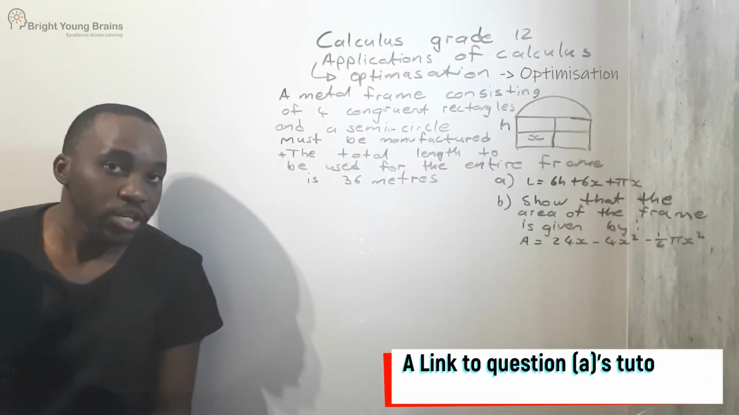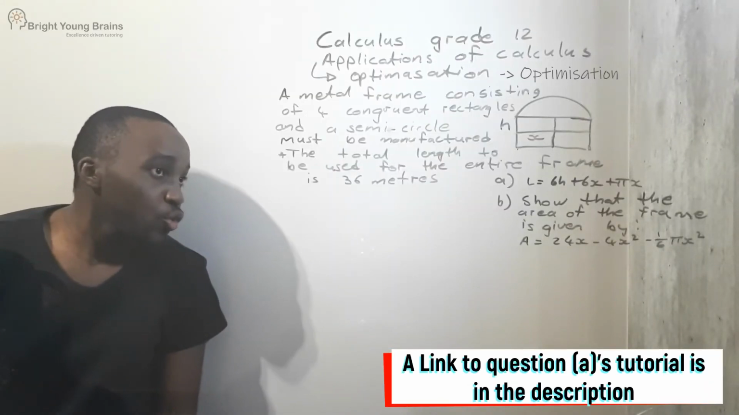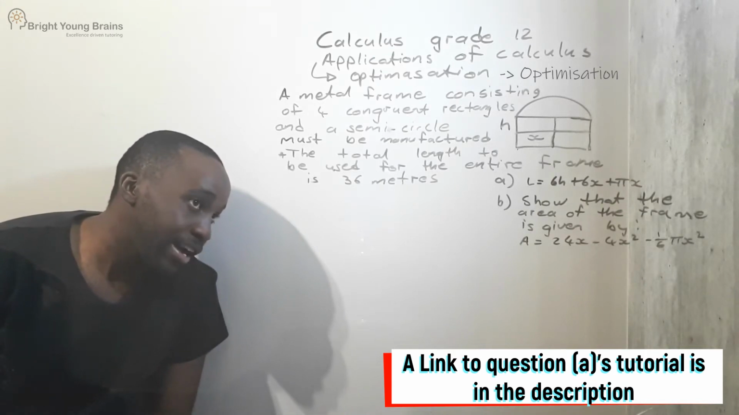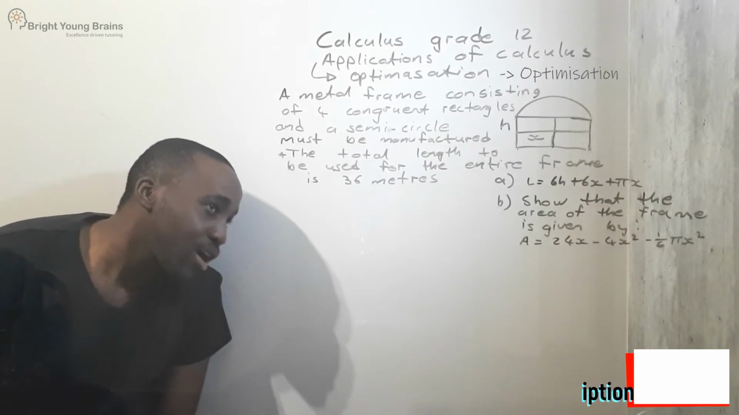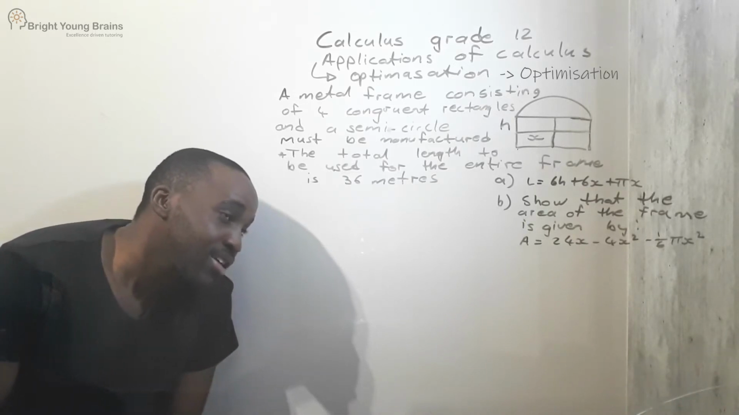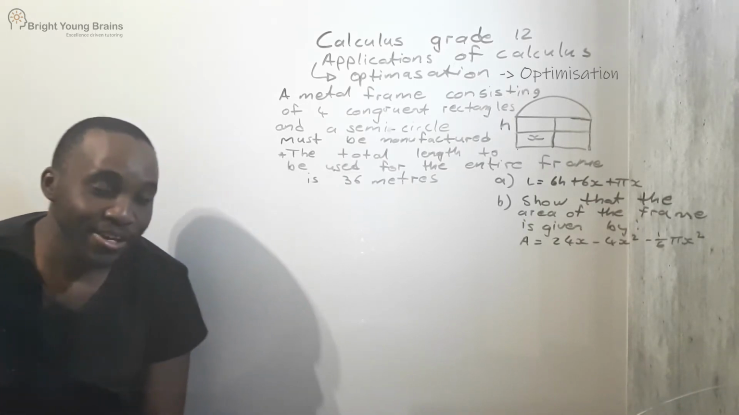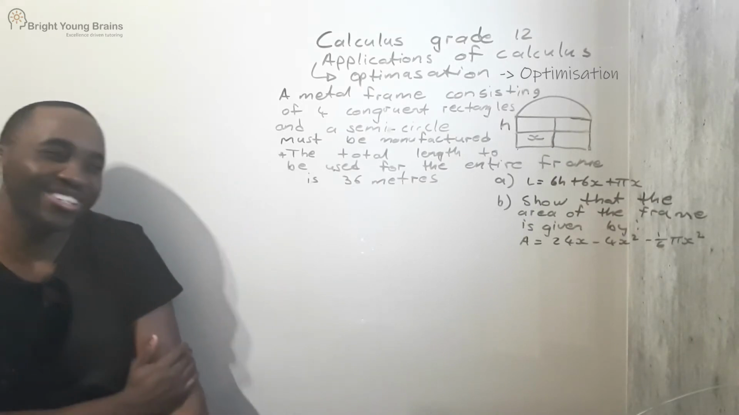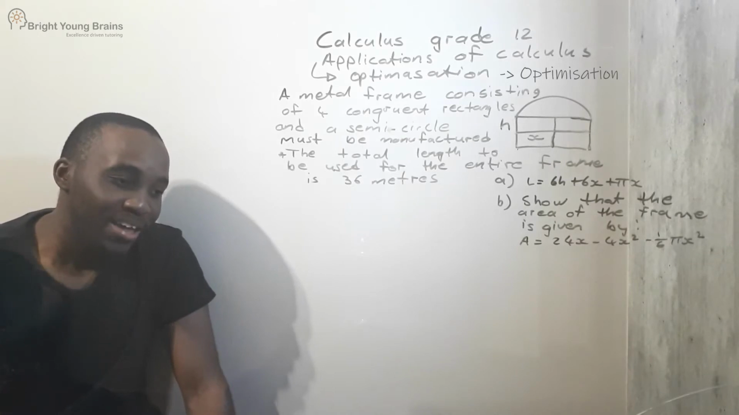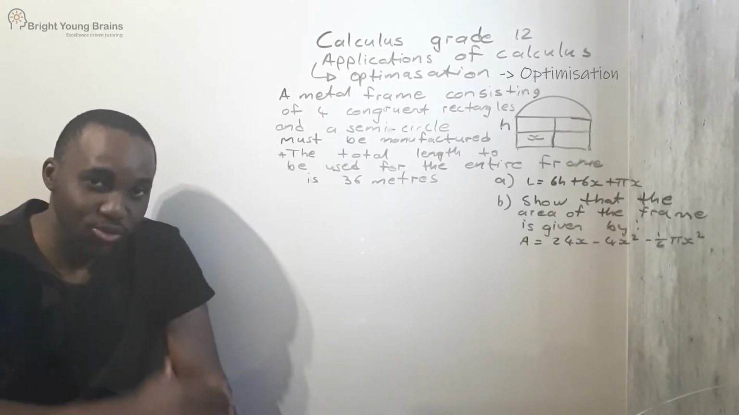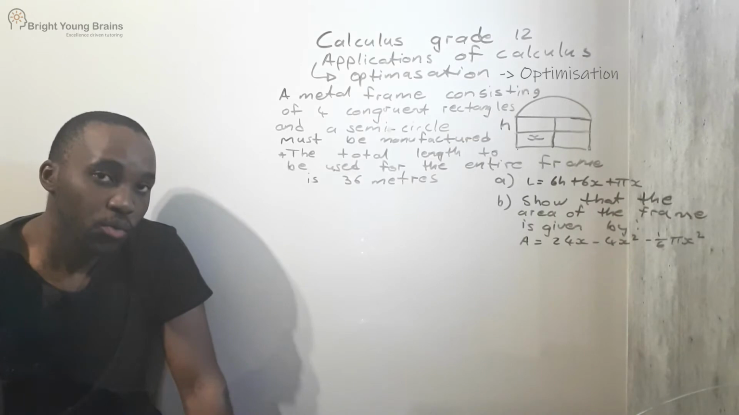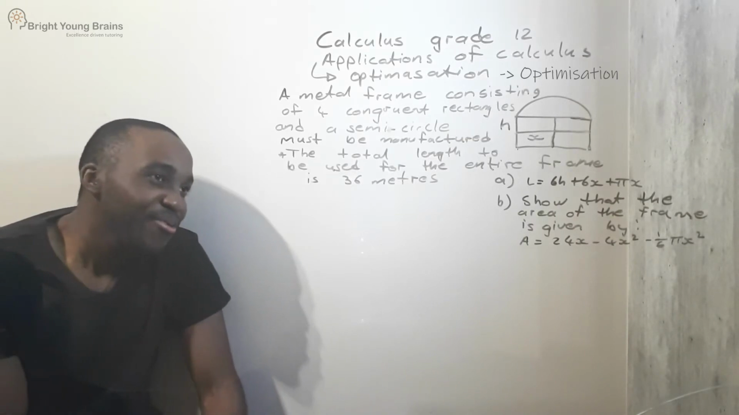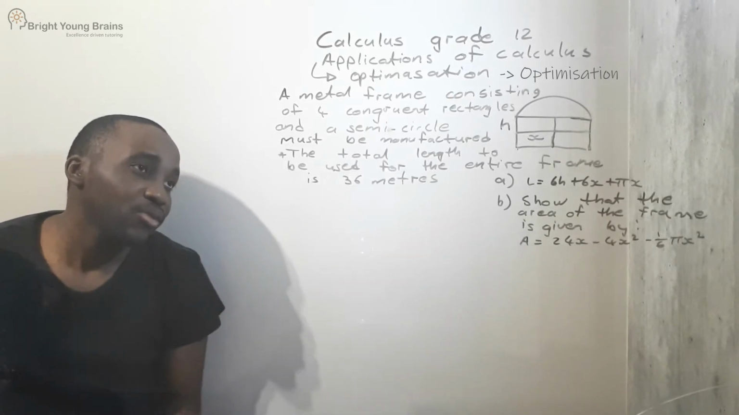So our next question could easily ask us to show that the area of the frame is given by A is equal to 24x minus 4x squared minus 1 over 6 pi x squared. So we also have a question that is not difficult at all, and that's also like a mindset issue with questions like this. You do not want to put them on a pedestal.